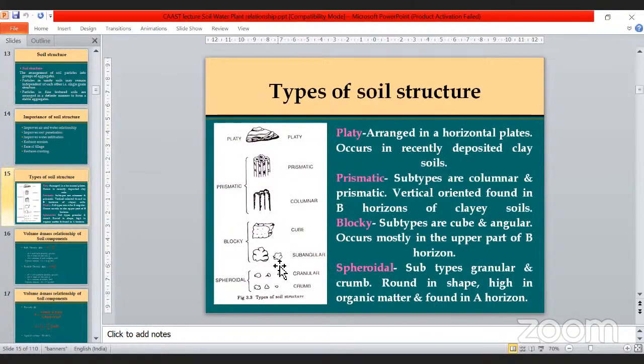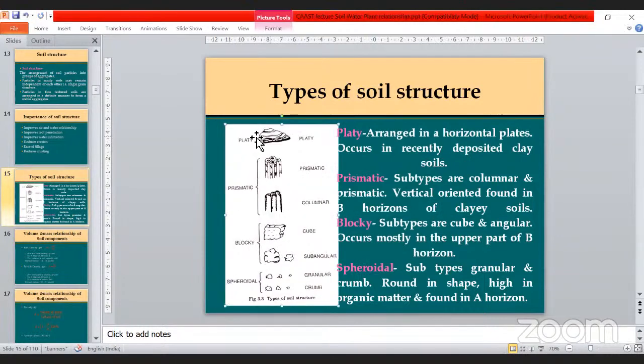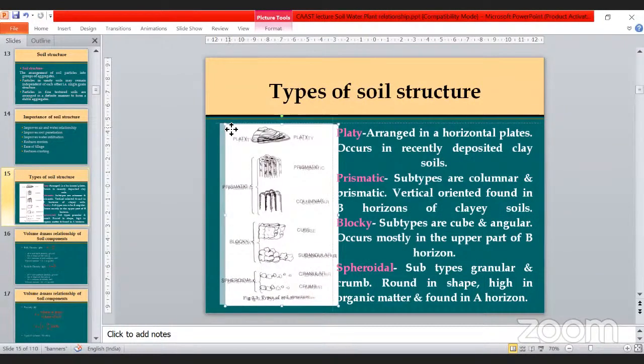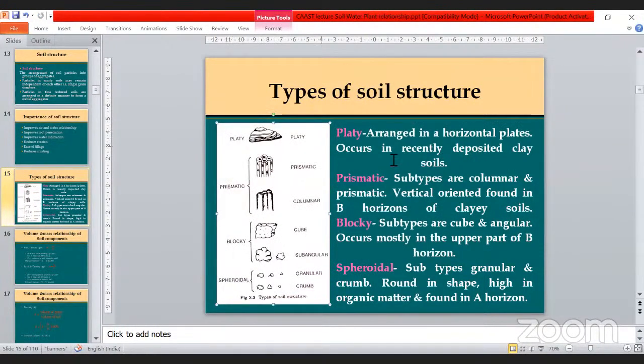Which are the different types of soil structure? The platy structure is arranged in horizontal planes. You can see it like one dish over another dish. If you pour anything from the top, it doesn't penetrate down. This is called low infiltration capacity of that soil. We cannot suggest that there should be a platy structure, but soils with high clay content have such a platy structure.